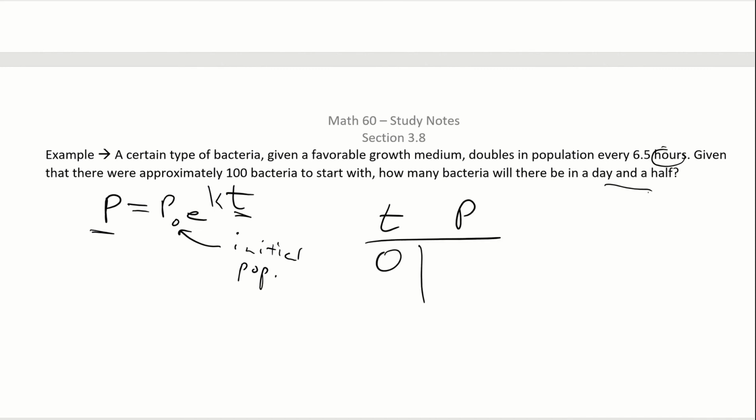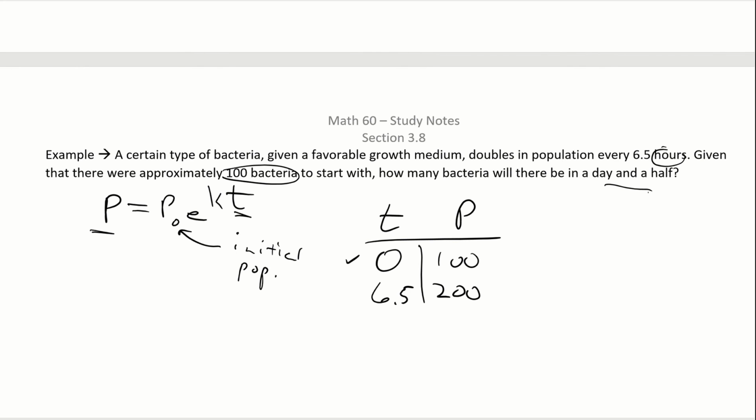When you plug in 0, you get the initial population. What did they say it was? Oh, I didn't read it. Yeah, I did. 100. So there's 100 bacteria at the start, and it said it doubles every 6.5 hours. So in the time column, if I go up to 6.5, it should double to 200.